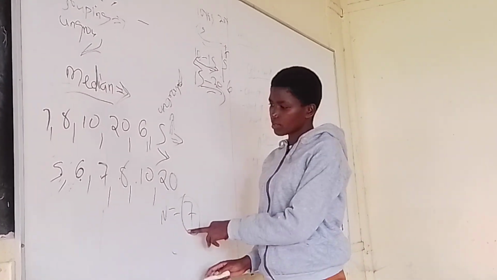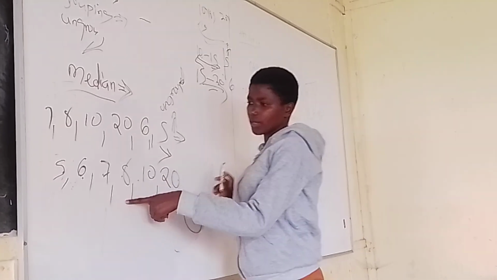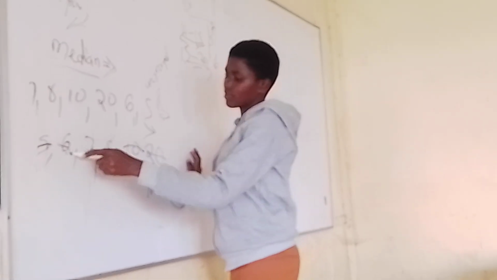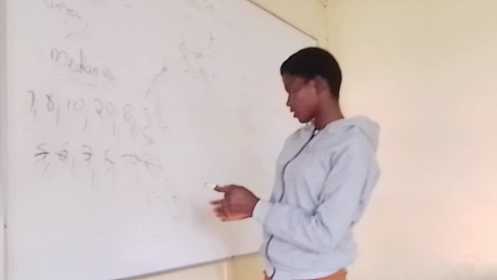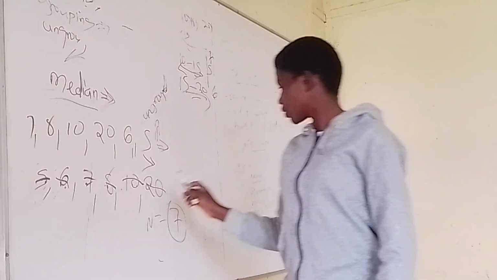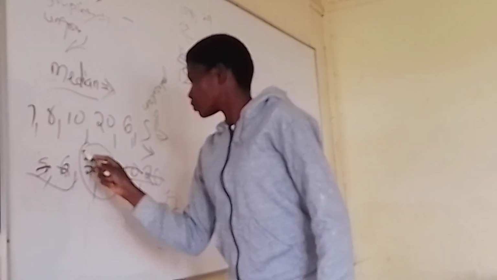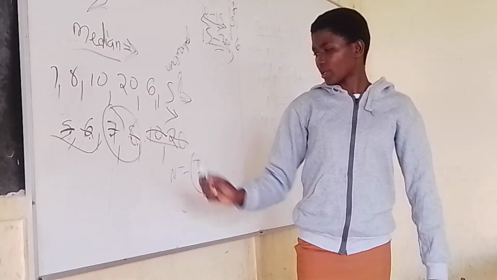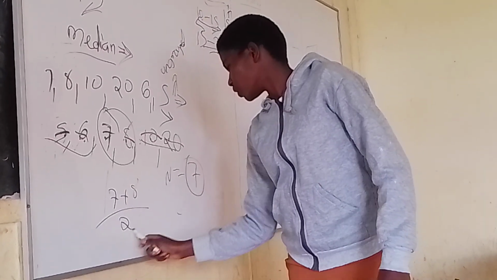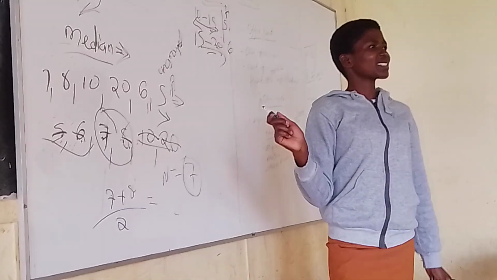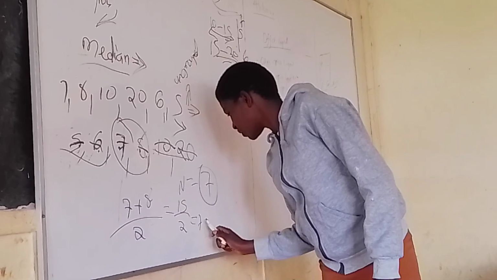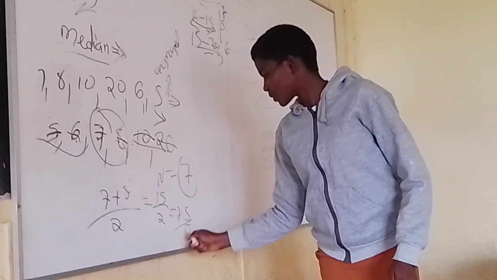So after finding this, you must have one number in the middle. So you cancel the last one and the first. 1, 2, 3, 4, 5, 6. There are 6 numbers, not 7. So when you cancel, you will realize you have 2 numbers in the middle. Because it's even, you add 7 plus 8, then you divide by 2. What's 7 plus 8? 15. So 15 divided by 2, you get 7.5. So that's the median.